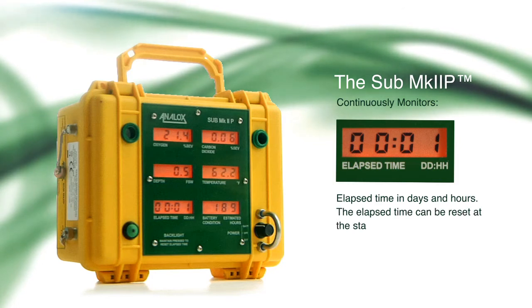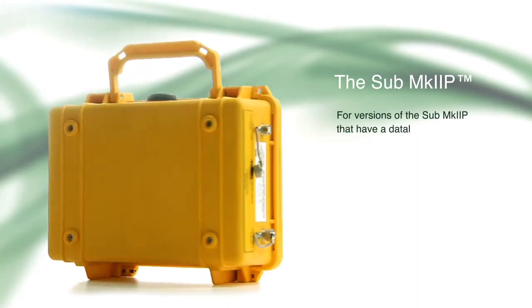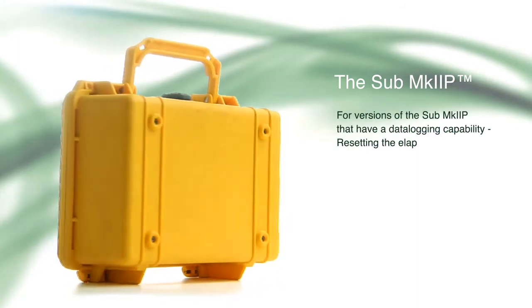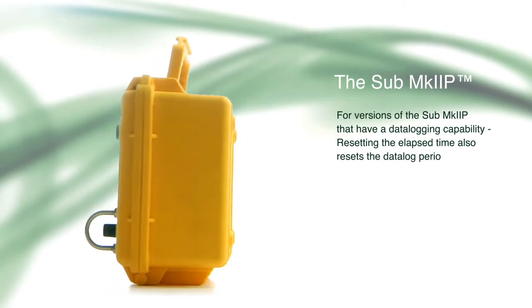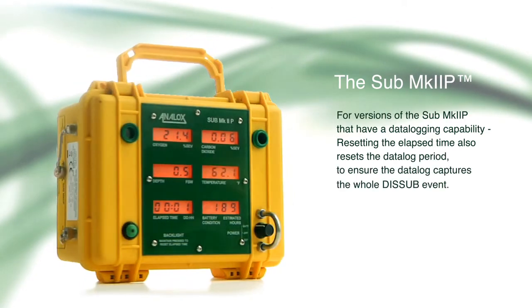The elapsed time can be reset at the start of the dis-sub event by pressing and holding the backlight button. For versions of the Sub-MkIIP that have a data logging capability, resetting the elapsed time also resets the data log period to ensure the data log captures the whole dis-sub event.